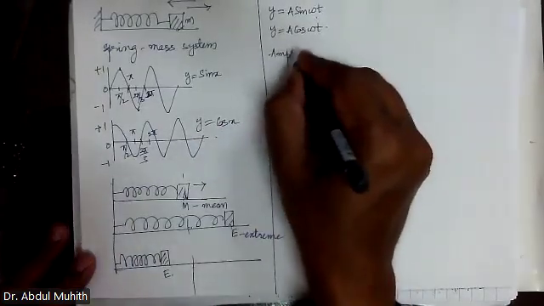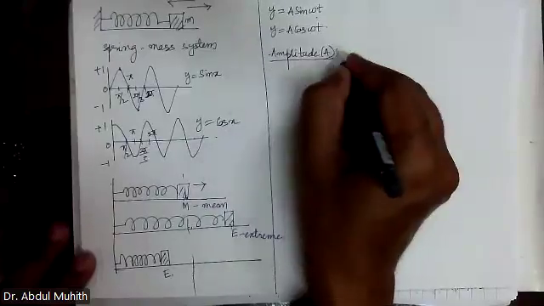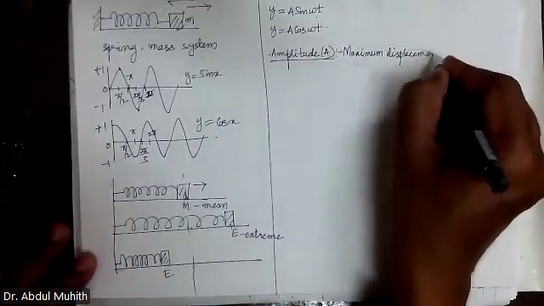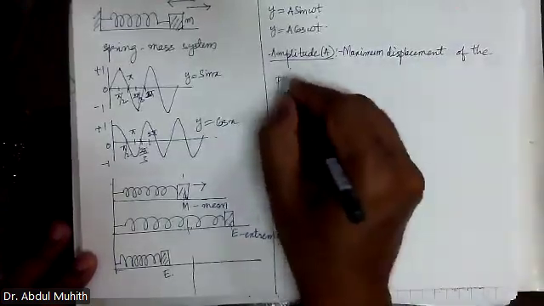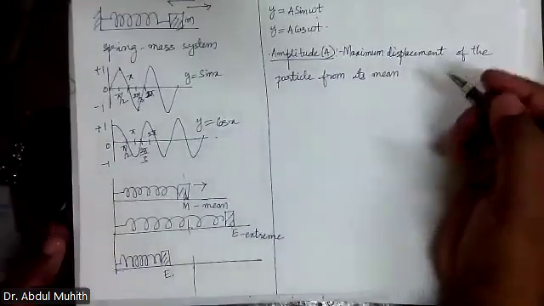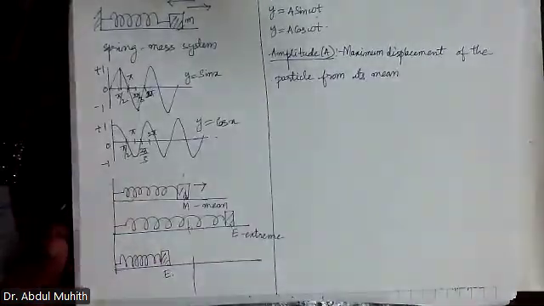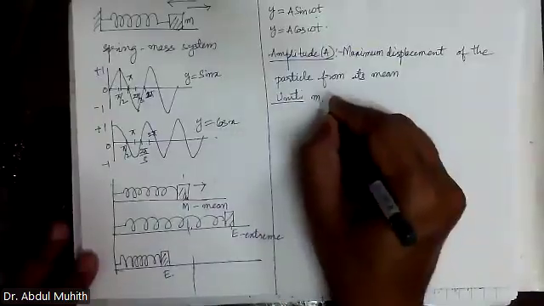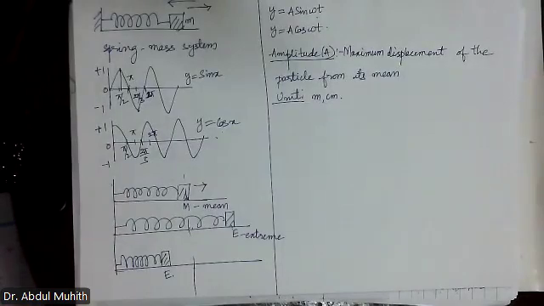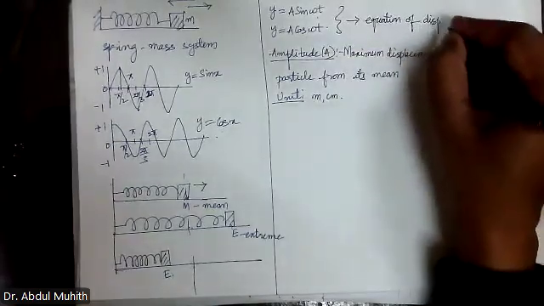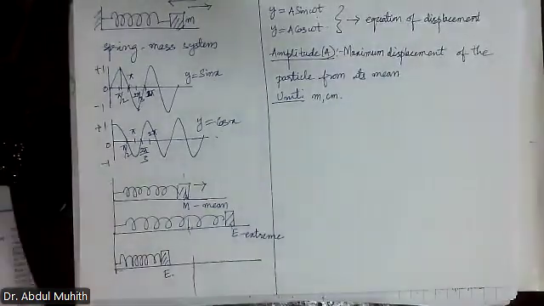What is amplitude? Amplitude is the maximum displacement of the particle from its mean position. This is the maximum displacement. Is it not? The maximum displacement of the particle from its mean position is known as amplitude. So what is the unit of amplitude? Amplitude is measured in meters or centimeters. Is that clear? So these two are said to be the equations of displacement. Understood?